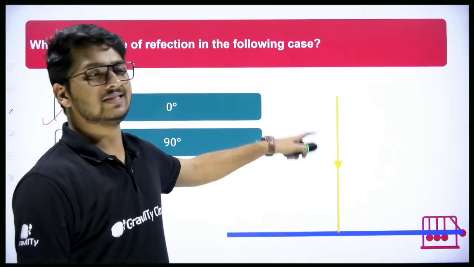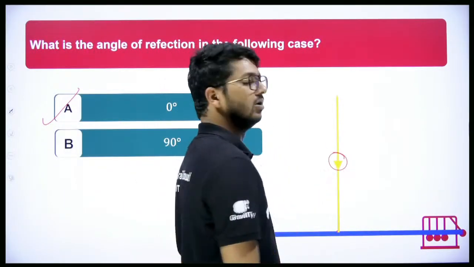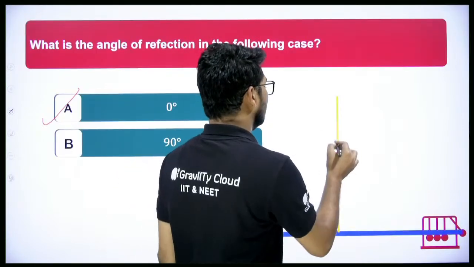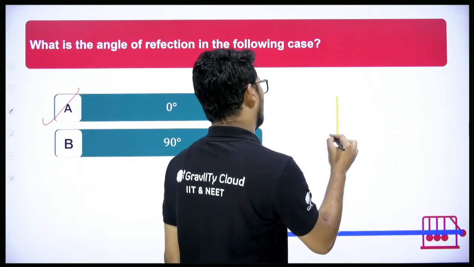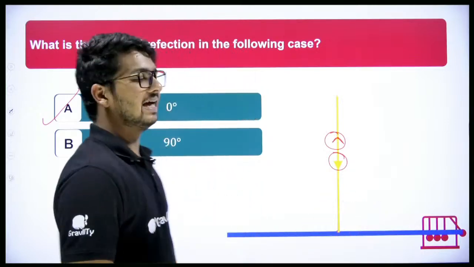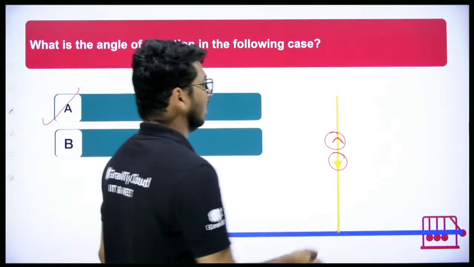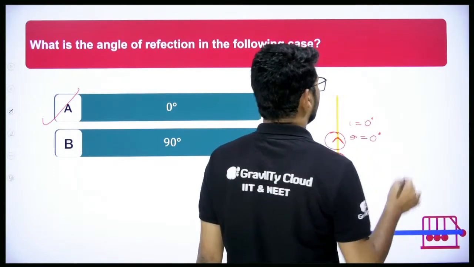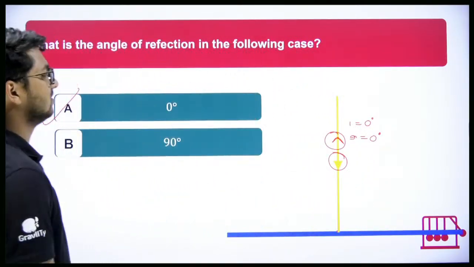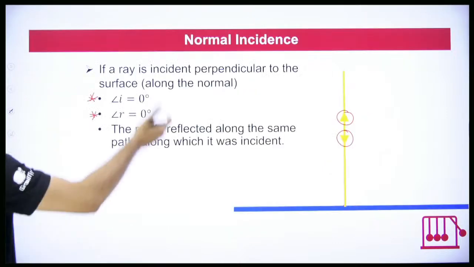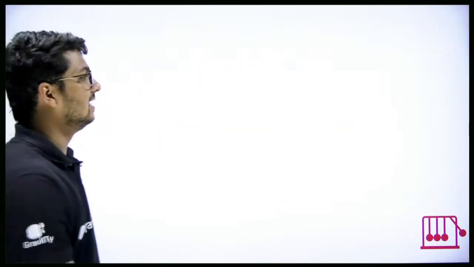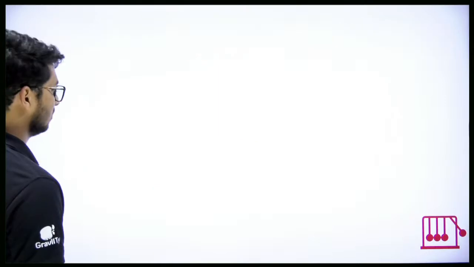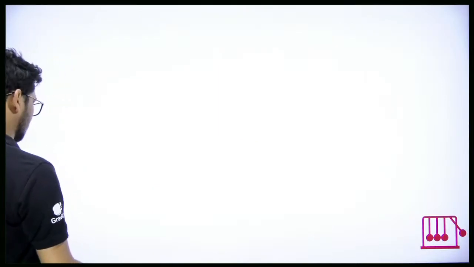Why? Because see, this is the incident ray. The arrow is shown. How will the reflected ray be? The reflected ray will also be in the same direction. It will be upwards. I is equal to 0 degrees. R will be equal to 0 degrees. That's it. And what is this case called? This case is called normal incidence. Clear? Good.